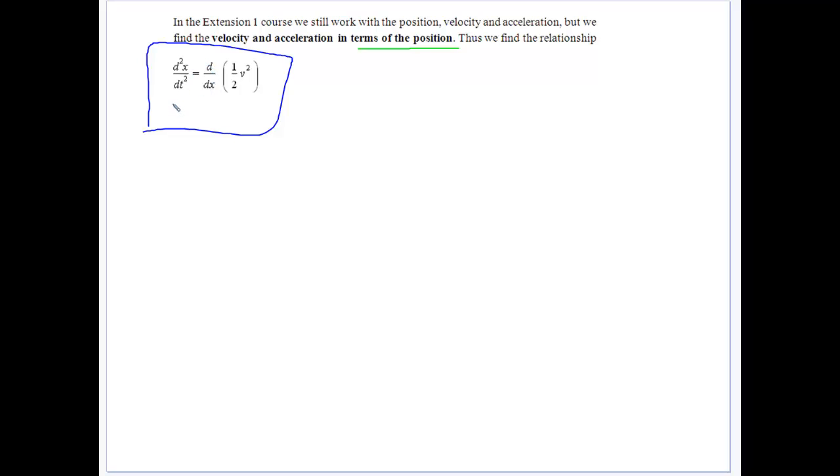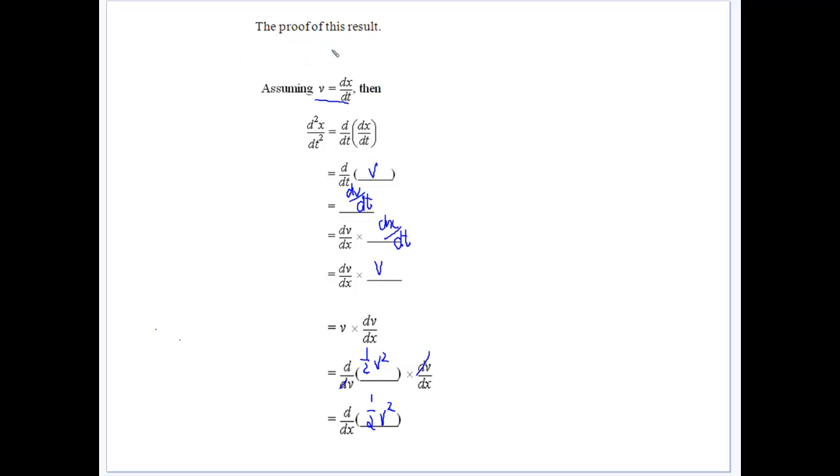So what we get is this relationship, that the acceleration d squared x dt squared, so acceleration, is going to be given to us by the derivative with respect to x of a half v squared, so half of the velocity squared. So that's the relationship we're going to start with, because all the functions we're going to get this time for our acceleration are going to be in terms of x. So instead of being in terms of t, your acceleration will be given in terms of x. So we need a different starting point, because that's not going to do it for us, because that's describing an expression with respect to t. So how do we prove this result?